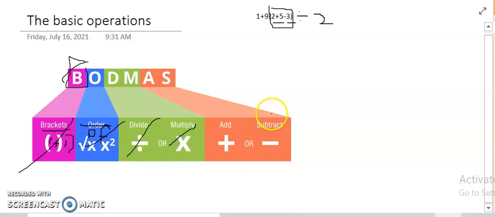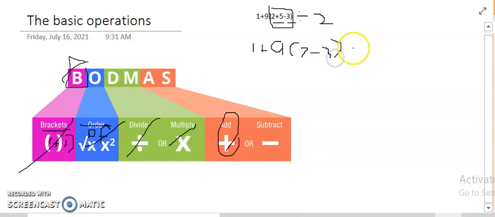No. Do you have addition in the bracket? Yes. So we add first, giving us 1 plus 9 bracket 7 minus 3. You're probably wondering why I'm still putting the bracket. It's because I haven't finished solving what is inside the bracket. So now the next thing we have is subtraction. So 7 minus 3 is 4, and we bring it down again.